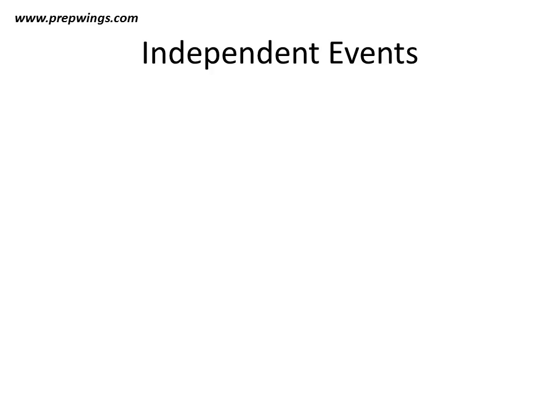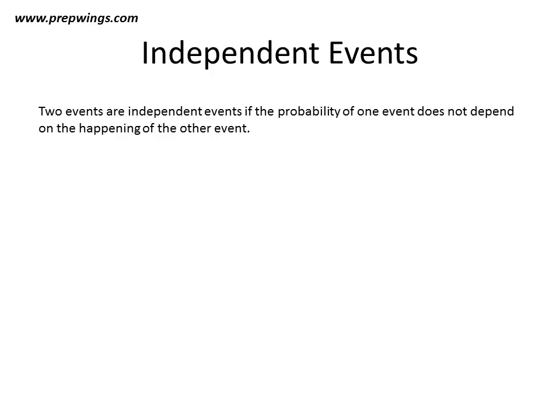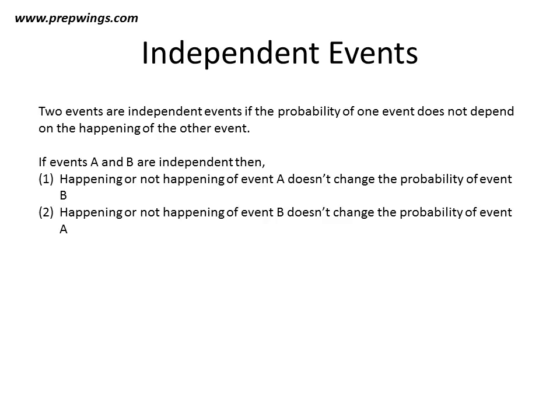So in this video we'll talk about independent events. Two events are independent if probability of one event does not depend on the happening of the other event. Okay. So if events A and B are independent, then happening or not happening of event A doesn't change the probability of event B. Similarly, happening or not happening of event B doesn't change the probability of event A.